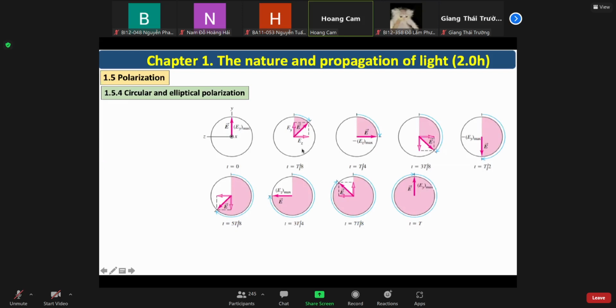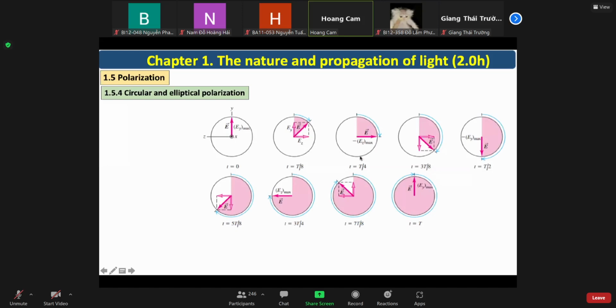After 1/8 of the cycle, the electric field vector has changed position, and you see that it moves in the clockwise direction. With the two components, we can analyze the y-axis and the z-axis. Now EY has this length and EZ has this length. So EY decreases in length and EZ starts to increase. The starting point was EY max, EZ equal to 0. Now we get this value.